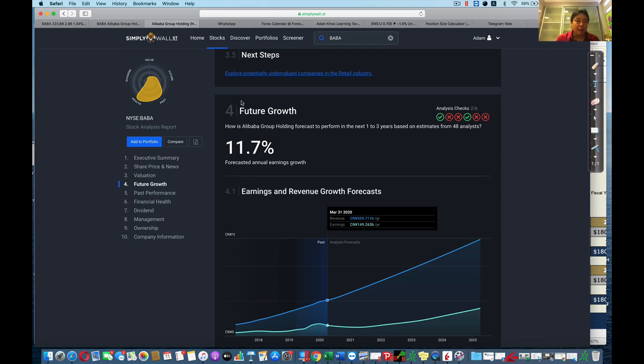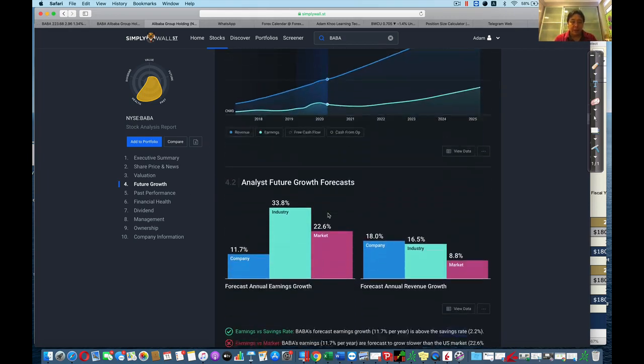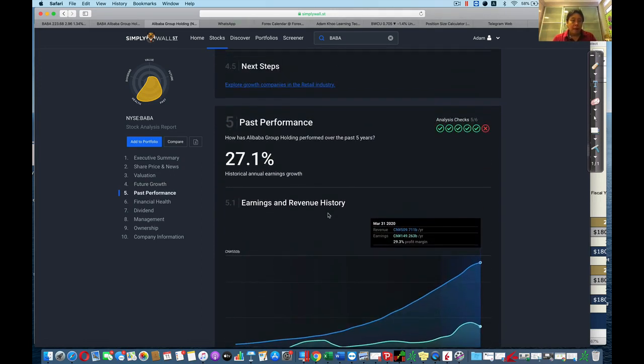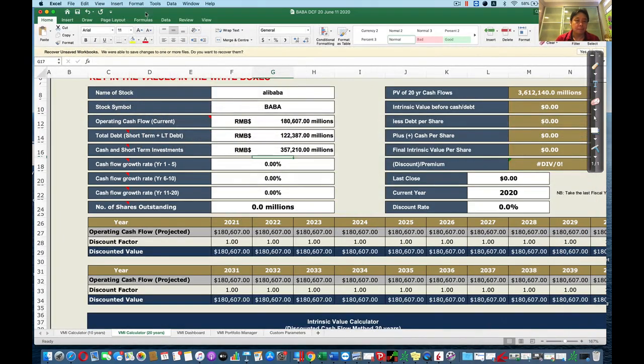Now, if you think about it, the last 5 years, Alibaba grew at over here 27% in the last 5 years. All right, so 22% for the next 5 years is not unrealistic. Okay, 22%. So put 22% over here.